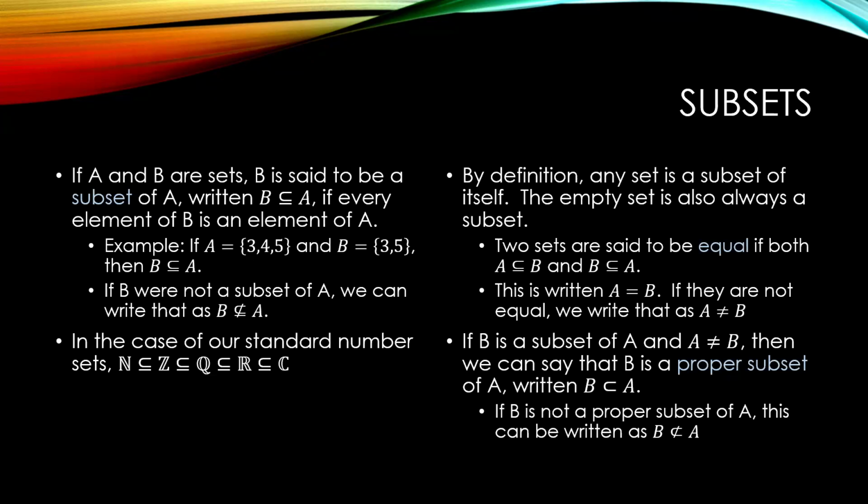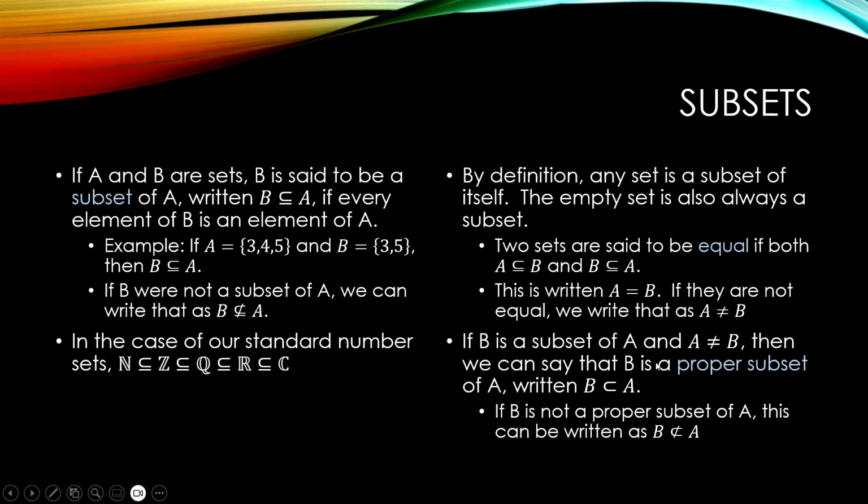And so two sets are said to be equal if both A is a subset of B and B is a subset of A. This is written A equals B. If they're not equal, we say A is not equal to B. Now, this is important because this is one of our first times of trying to address what it means to be equal. And we're going to go in depth into this idea of equality very soon.